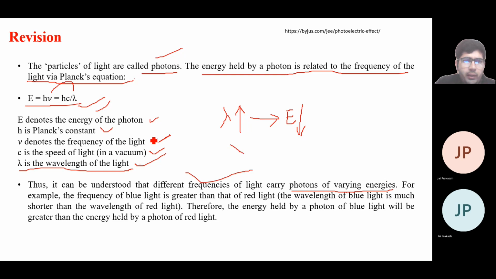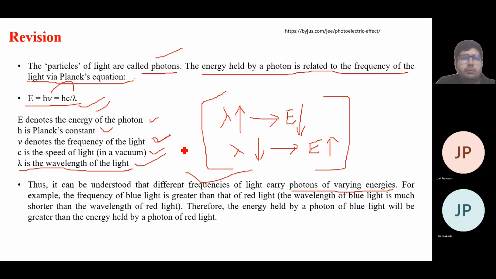If lambda decreases, the energy of the photon will increase. The energy of the photon depends on the wavelength of that particular wave. For electromagnetic waves, for example, the frequency of blue light is greater than that of red light, because the wavelength of blue light is much shorter than the wavelength of red light.